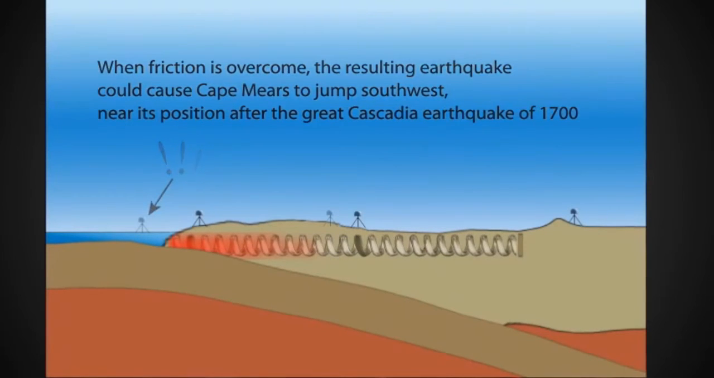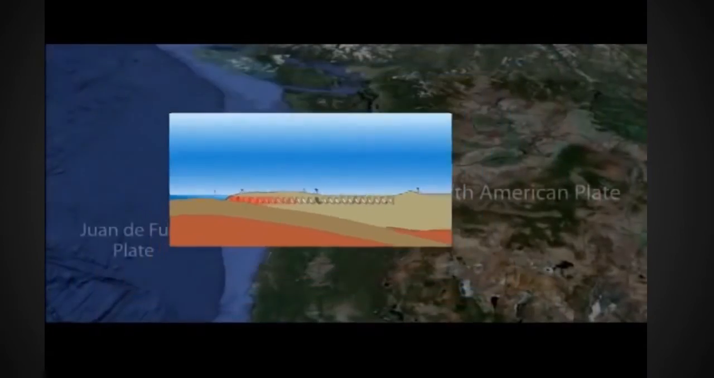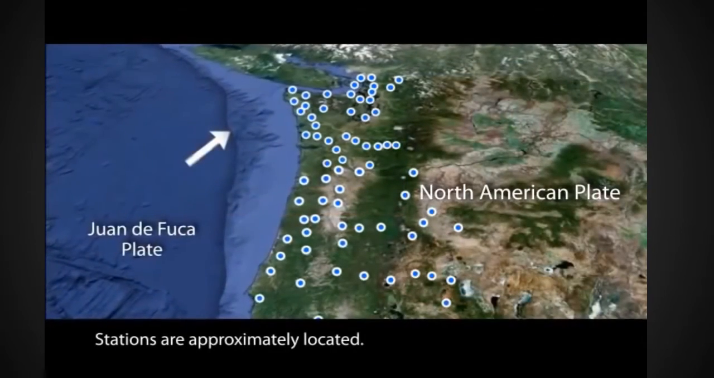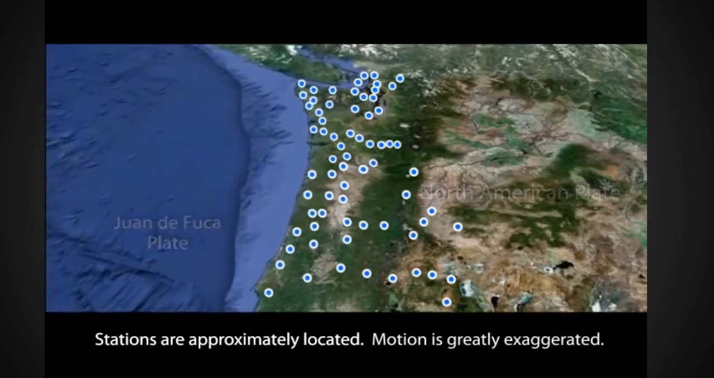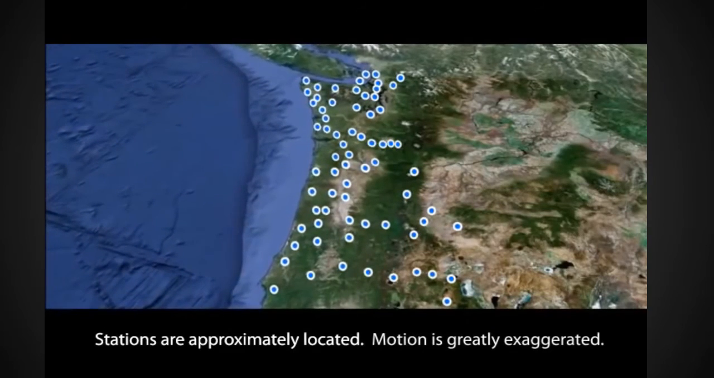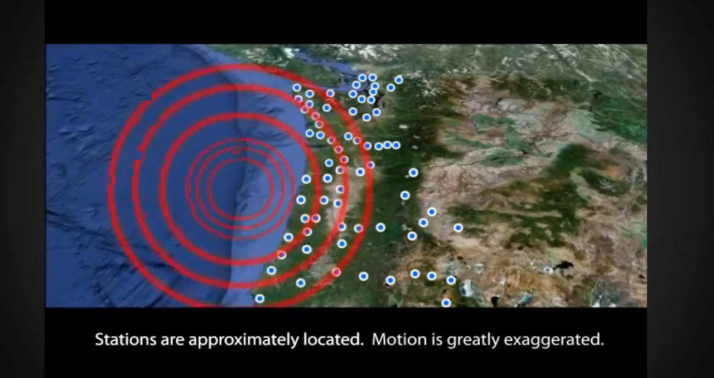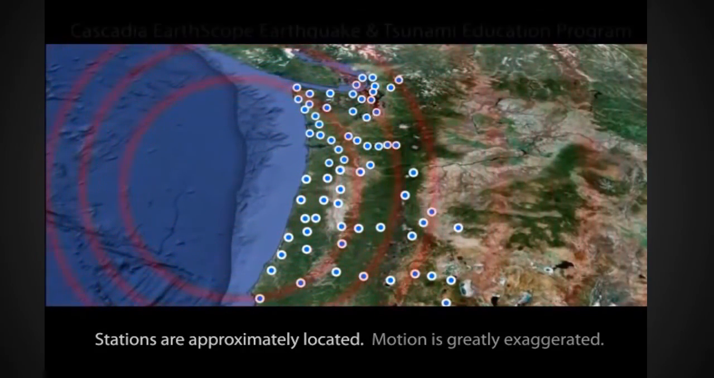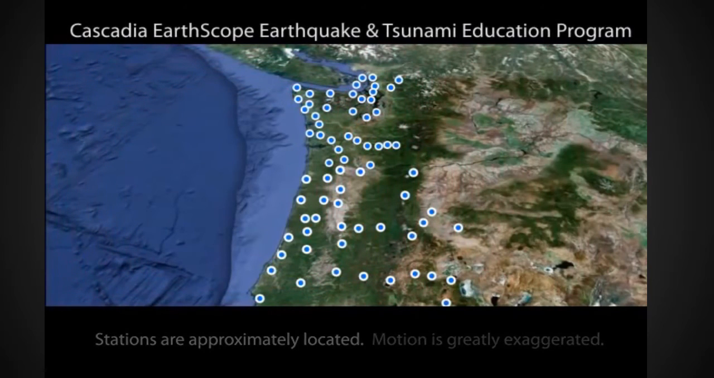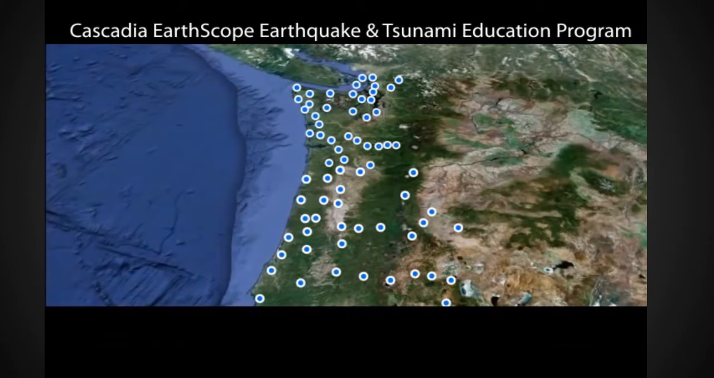Here's what that elastic rebound process would look like in map view. Although we can't predict when or where the next earthquake will happen along the subduction zone, we are certain that one will eventually occur. Understanding the meaning of these GPS observations should motivate us to build an earthquake and tsunami resilient Pacific Northwest.